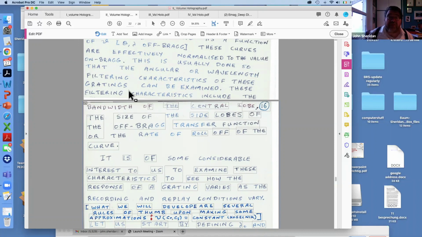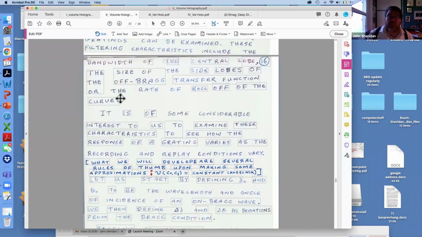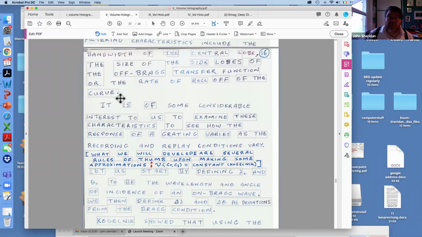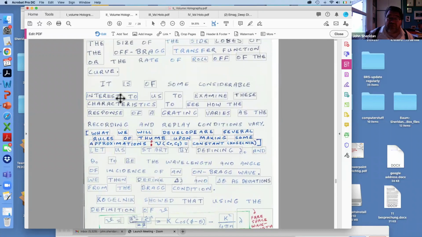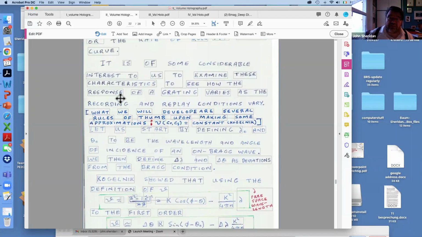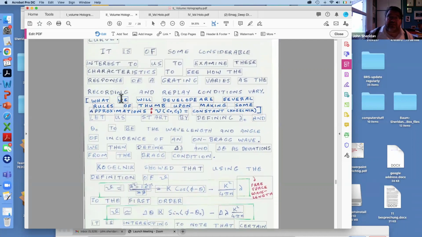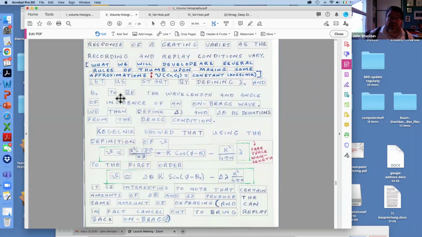So the angular or wavelength filter characteristics of these gratings can be examined, and these filtering characteristics include the width, the bandwidth of the central lobe, the size of the side lobes of the off-Bragg transfer function, or the rate of roll-off of the curve. So all these characteristics we associate with filtering. It's of some considerable interest to us to examine these characteristics to see how the response of a grating varies as the recording and replay conditions vary.